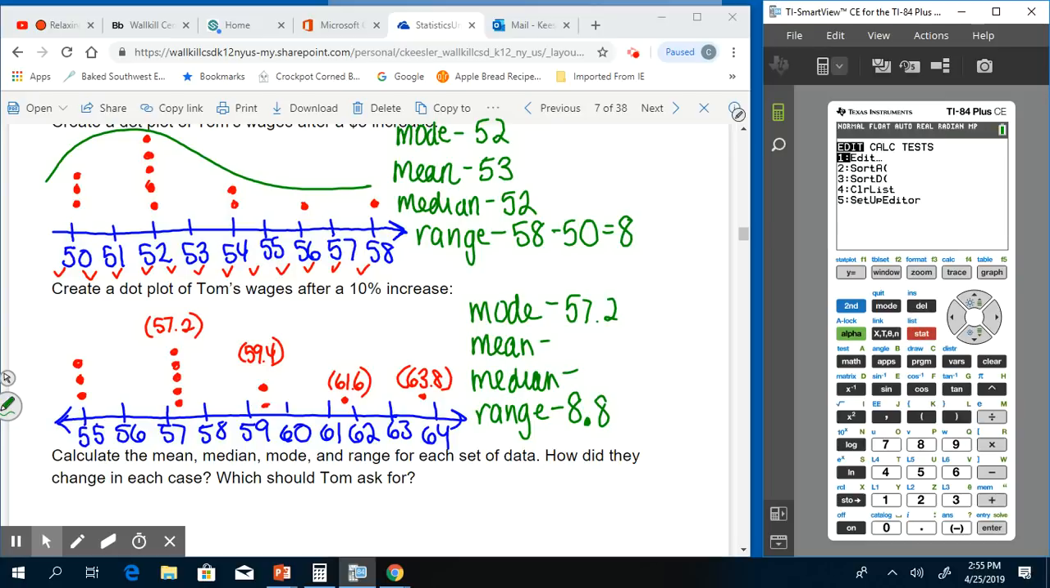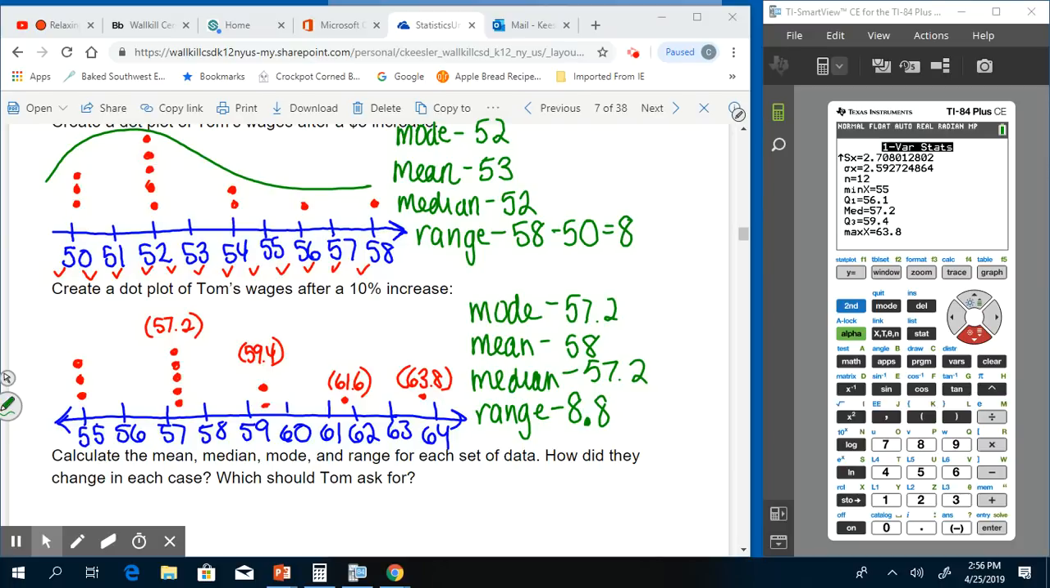We pull up our stat, go over to calc, press one variable statistics, enter, enter, enter, and we have our new mean and median. Our mean being about 58, and our median being about 57, or 57.2. So our mode and median are still the same with the 57.2. Our mean is 58. Remember, that's being pulled up because the data is positively skewed, and our range is 8.8. So we calculated the mean, median, mode, and range for each of the sets. Now we want to figure out how to change in each case and which should Tom ask for.